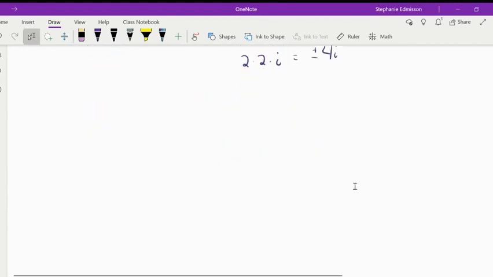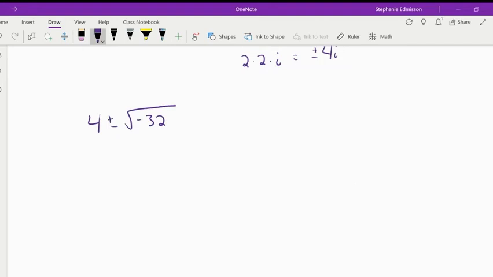All right, final example for this video. 4 plus or minus the square root of -32, all over 10. You can probably tell this week we're going to have a lot more negatives. First step, simplify the number inside of the radical. So we've got -32. We have to take out that negative, and that leaves us with a 32.